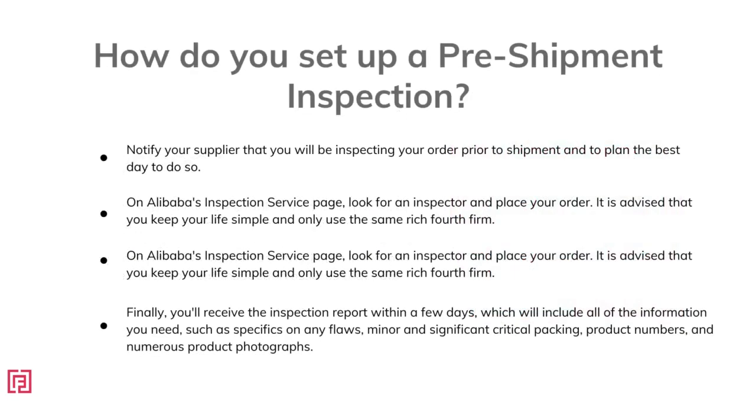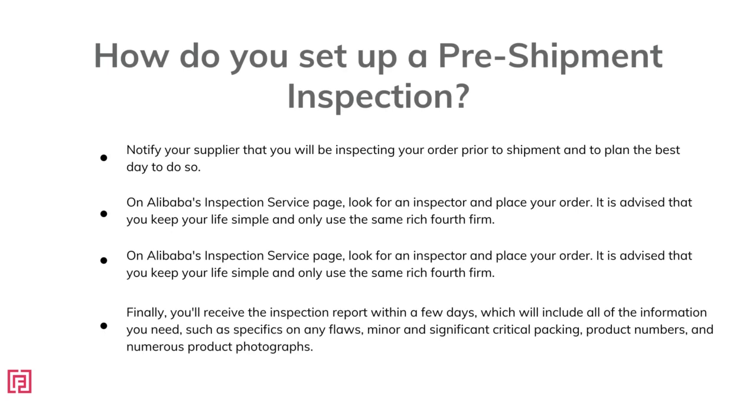How do you set up a pre-shipment inspection? Number 1. Notify your supplier that you will be inspecting your order prior to shipment and to plan the best day to do so. Number 2. On Alibaba's inspection service page, look for an inspector and place your order. It is advised that you keep your life simple and only use the same firm. Number 3. Meet with your chosen inspector and discuss what needs to be checked and how the products should be tested.